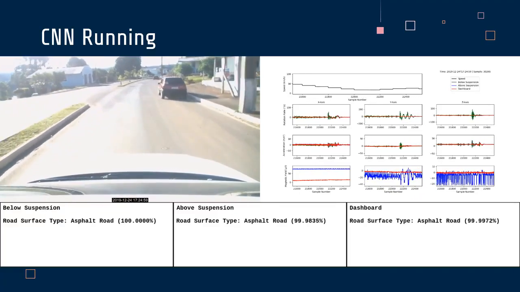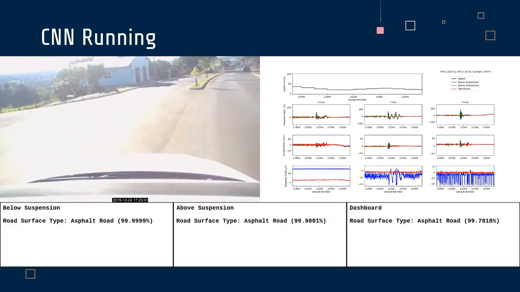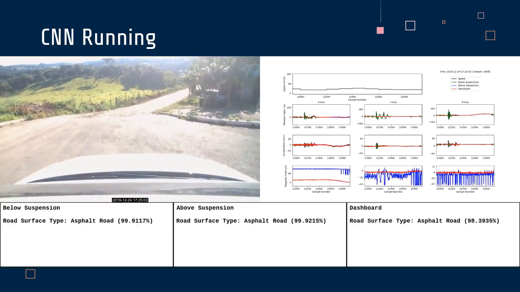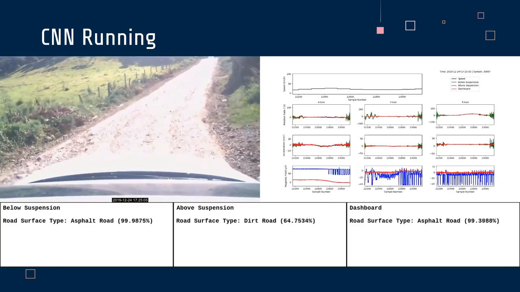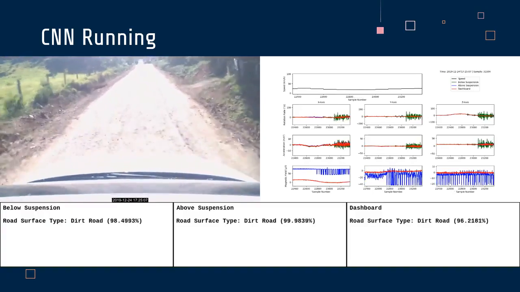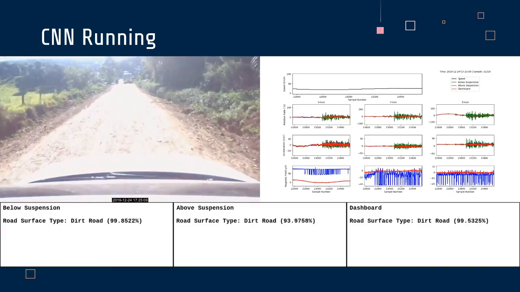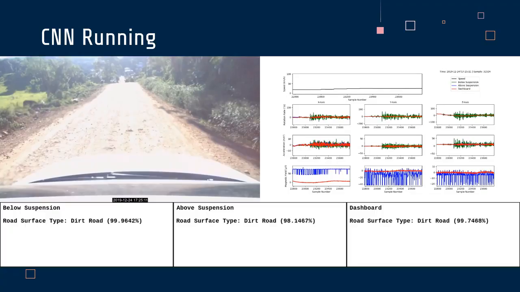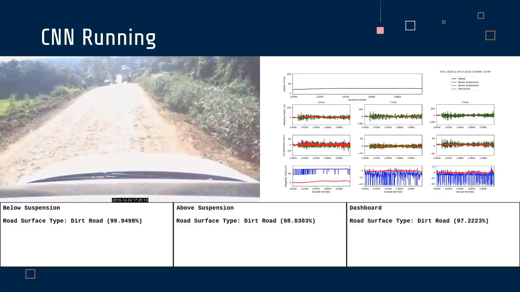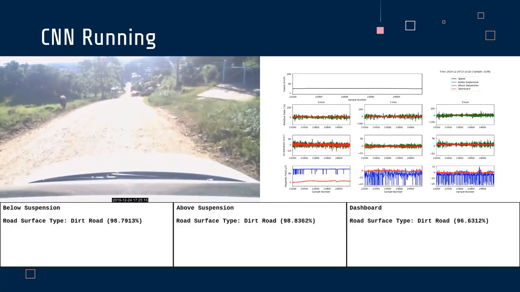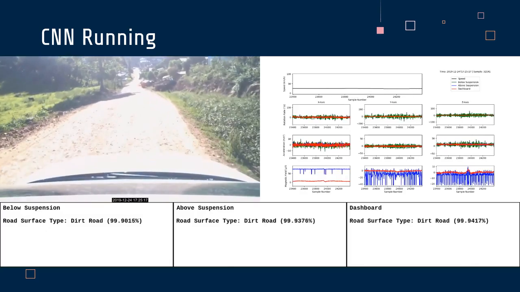On the left, the video of the environment collected by the camera is shown. On the right, real-time graphs of the signals from the inertial sensors and the speed are plotted. At the bottom, the CNN network road surface classification for each collection point in the vehicle is shown, along with the probability of data class.